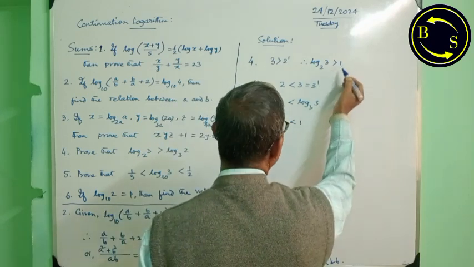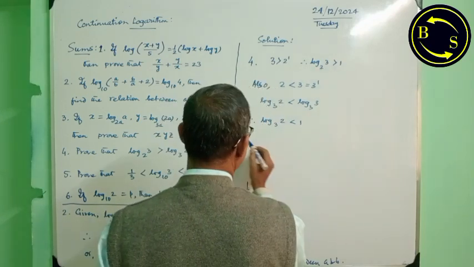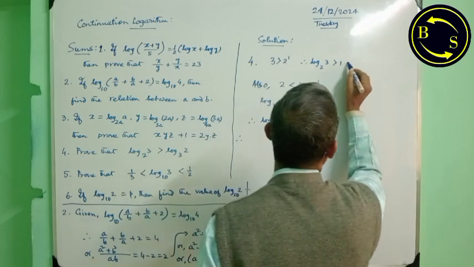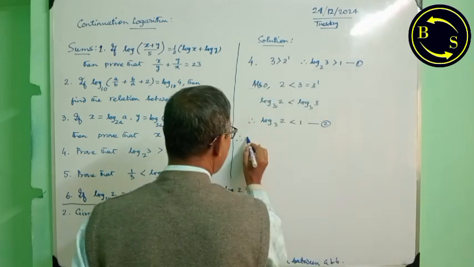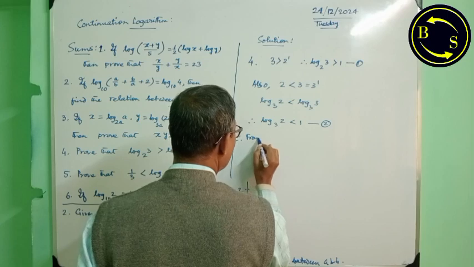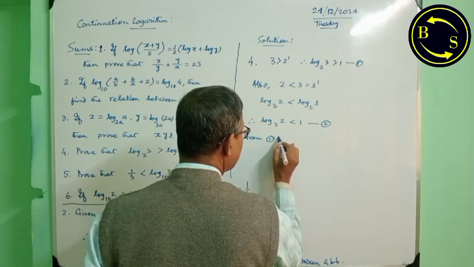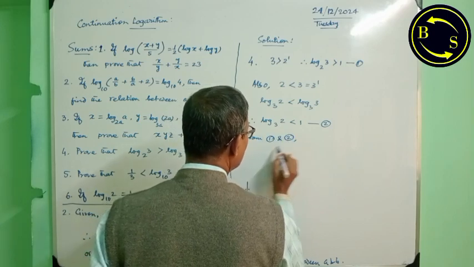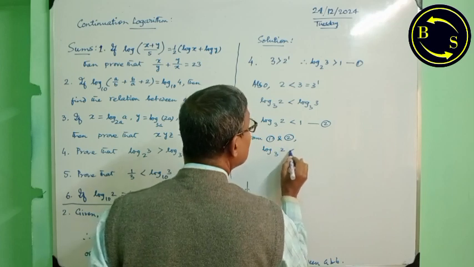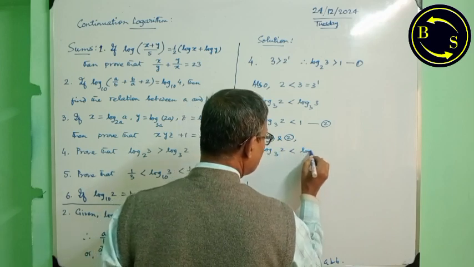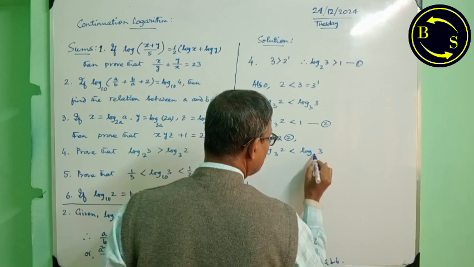This is greater than 1, this is less than 1. Therefore, from 1 and 2, log of 2 to the base 3 is less than log of 3 to the base 2.